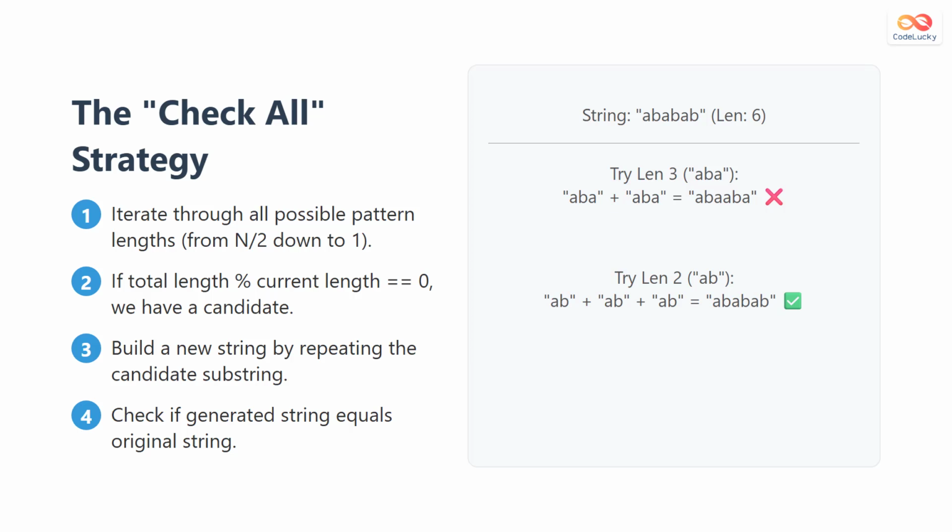This leads us to our first approach. We can iterate through all possible substring lengths. For each valid length that divides the total size, we build the repeated string and compare it to the original. If they match, we are done.